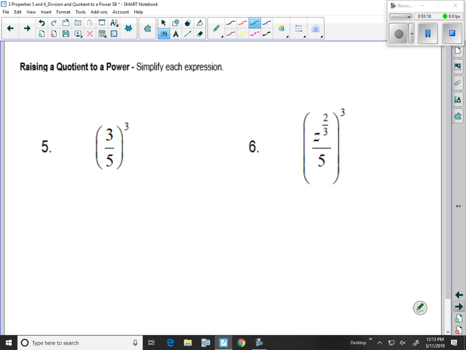All right, number 5. So on the top here, I would do 3 cubed. What's 3 cubed? 27. Okay, again, you can do this in your calculator if you need to. If you don't know what that is, that's okay. What about 5 cubed? 125. You just multiply.